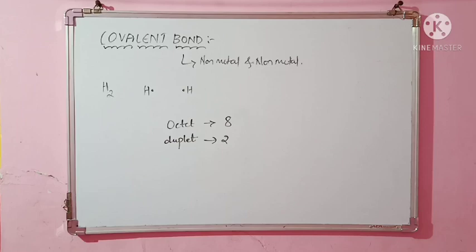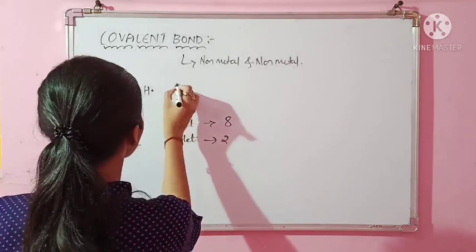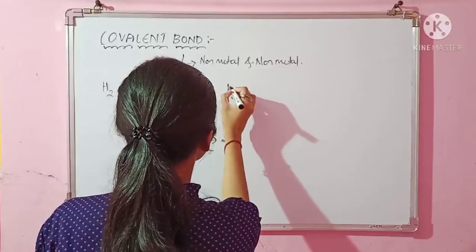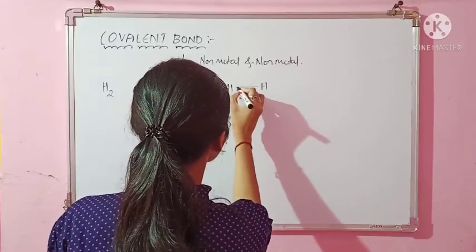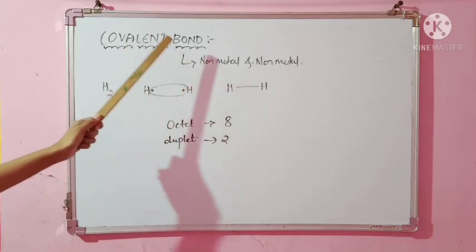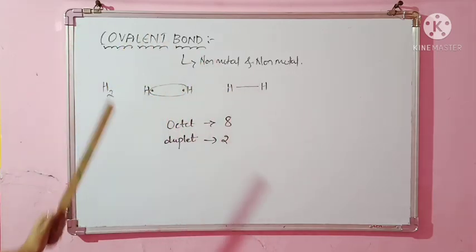So no transfer of electrons takes place, but only sharing of electrons takes place. There will be a sharing of electrons between these two. This sharing is shown by one single line like this, and this bond itself is nothing but your covalent bond. So how is this covalent bond formed?